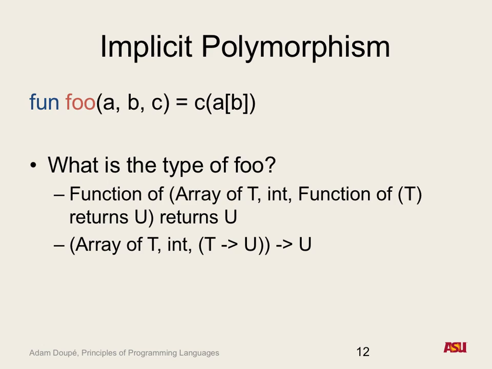Yes? How do we know that the return of C cannot be a T? Ah, so does this say that the return of C is not a T? What does it say? They don't have to be the same, right? So there's no constraint relationship between the two. It could end up that they're both ints, right? They could all be ints here. But it's saying they don't have to be. You can have a function that takes in an int and returns a real for C, and then foo would have to return a real.